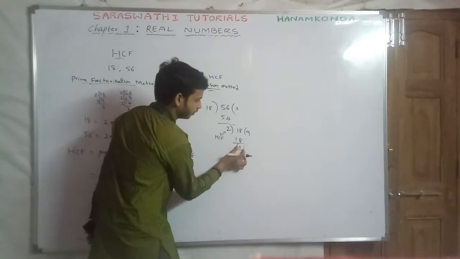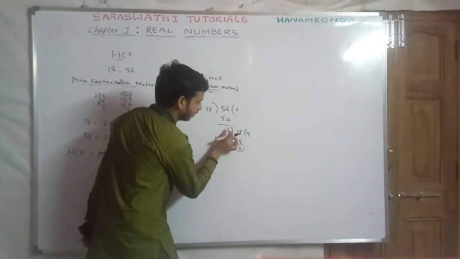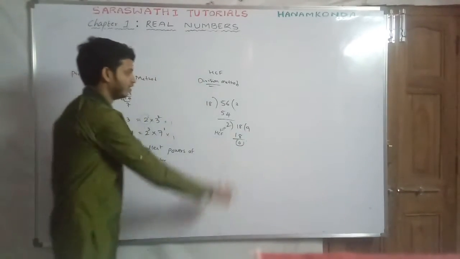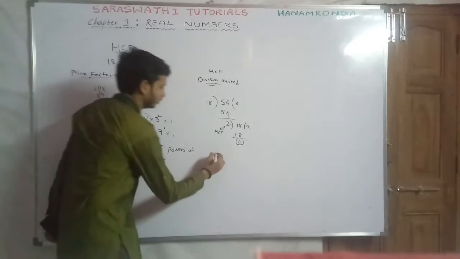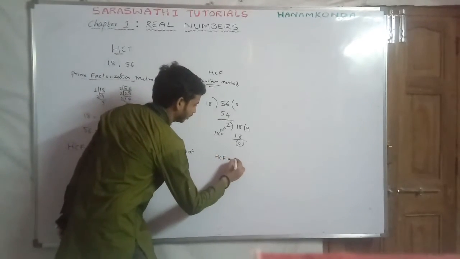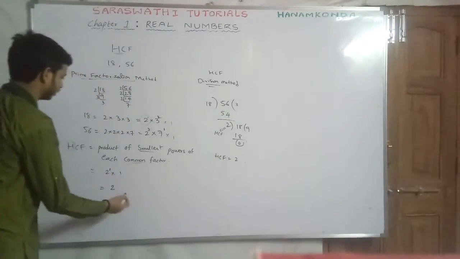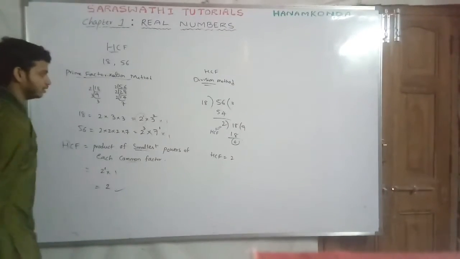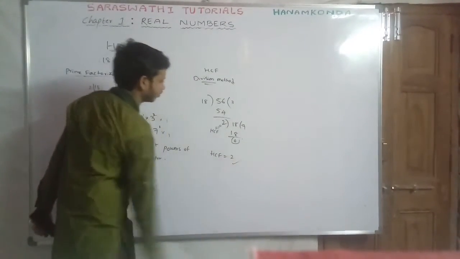If the remainder is not 0, then the divisor again becomes the dividend, and we have to repeat the same process here. So the HCF we have obtained by the division method is also 2. The HCF we found by prime factorization is 2, and by the division method is also 2.